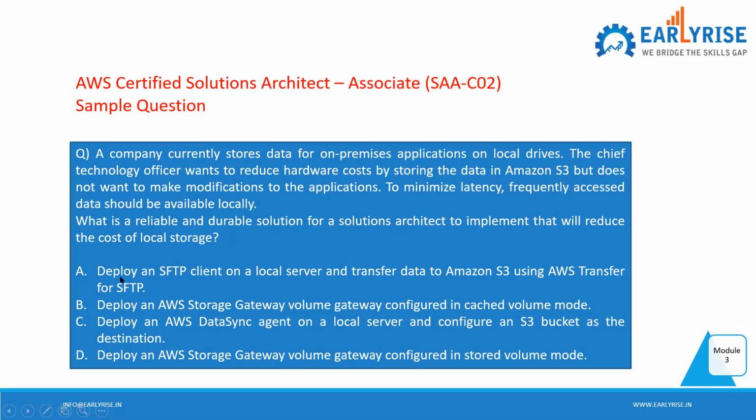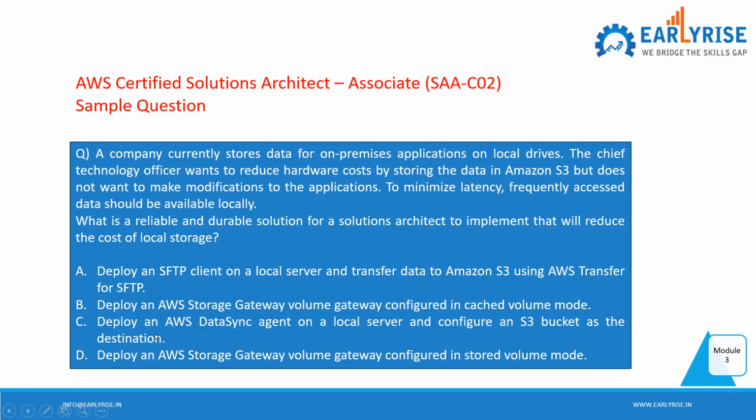Option A: deploy an SFTP client on a local server and transfer data to S3 using AWS Transfer for SFTP. So if you use SFTP, you have to keep all the data here and then only you can upload it, right? So it will be again a burden. And AWS Transfer you want to use, so those things will add to the cost and nothing will reduce with respect to hardware cost.